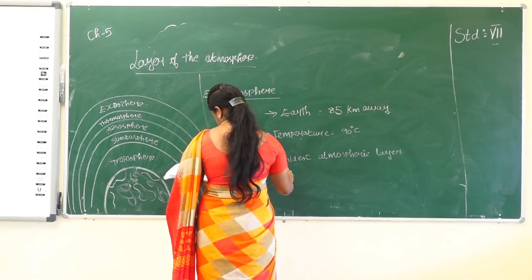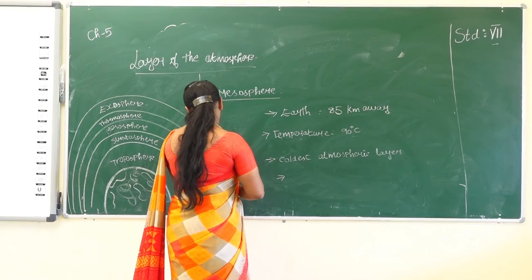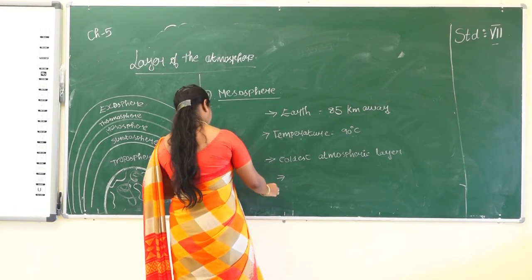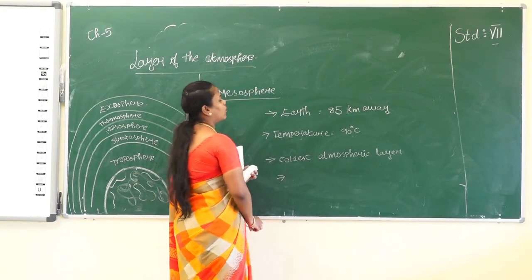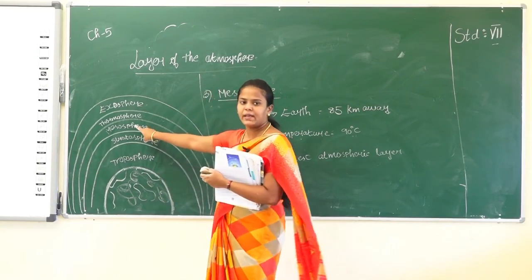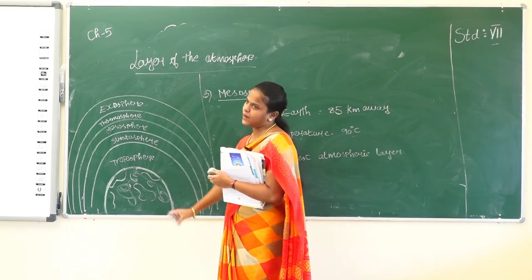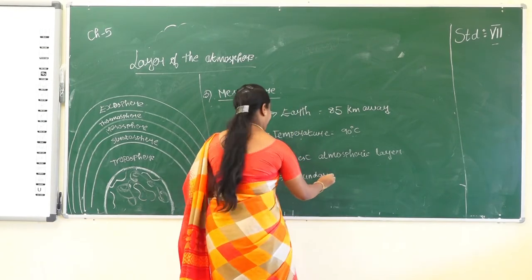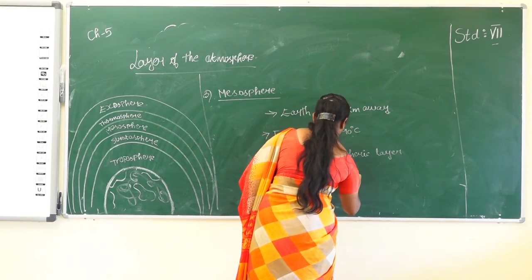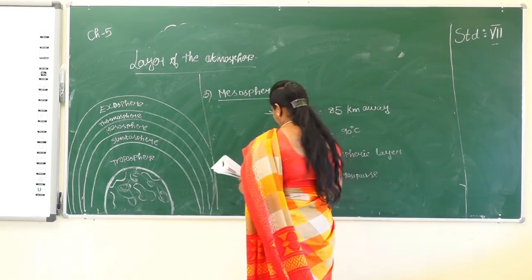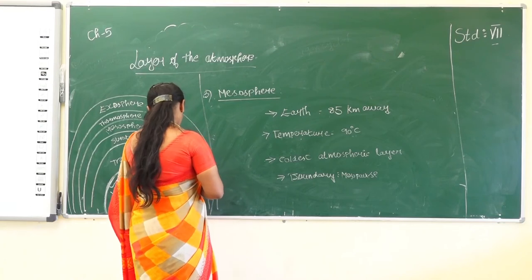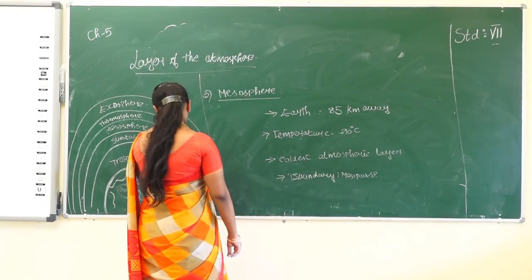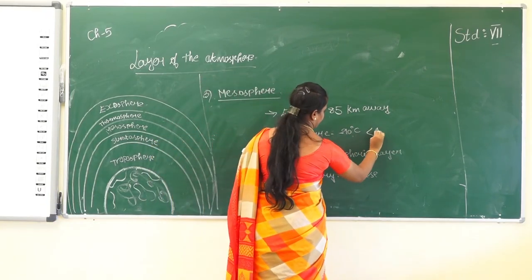As well as, there's a boundary between the mesosphere and the thermosphere, and it has been named mesopause, right? The boundary between what and what? The mesosphere and the thermosphere is known as mesopause. So, minus 90 degrees Celsius is the average temperature.